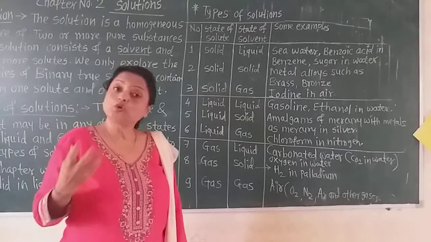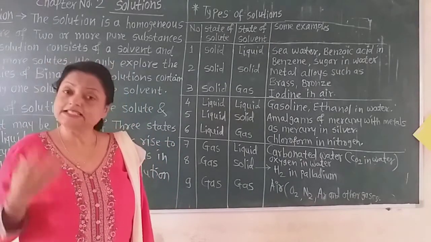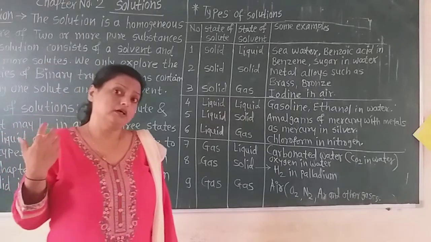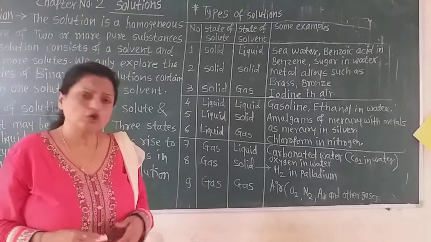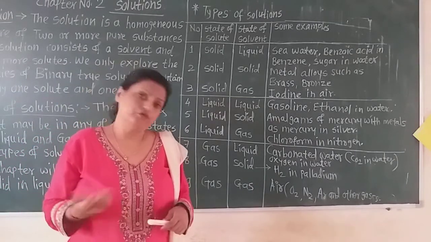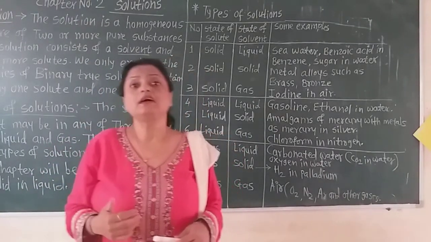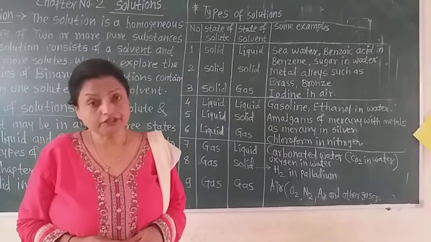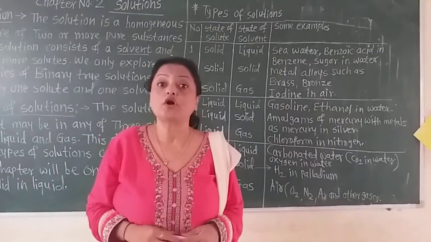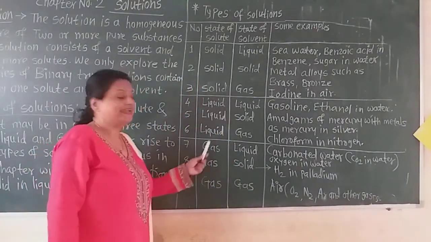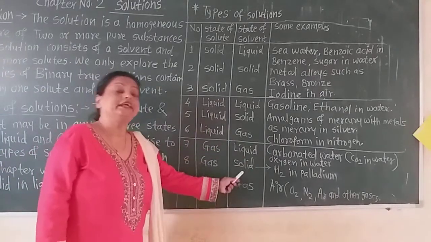In that, CO2 is present in the dissolved state in the carbonated liquids. So carbonated water is CO2 gas in water, and likewise oxygen in water. We know that aquatic animals always inhale the dissolved oxygen in the water. So oxygen is also dissolved in water, and this is the example of gas in liquid type. Now next one is the gas in solid.